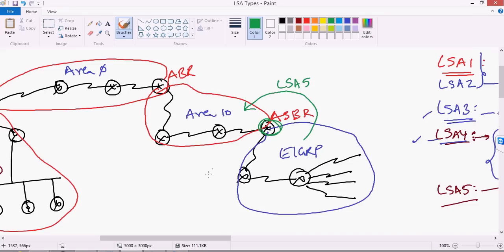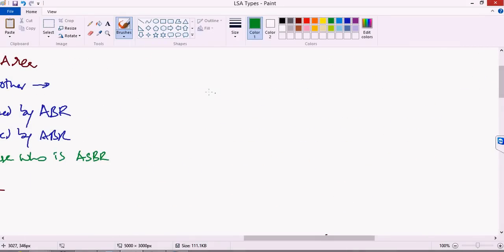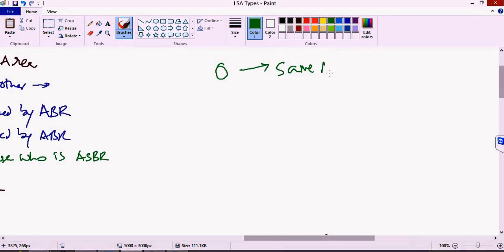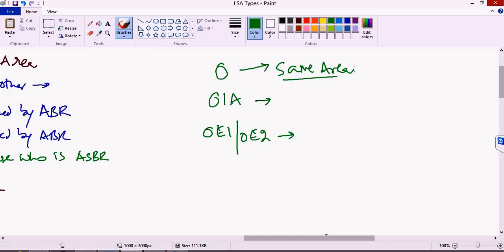The routes coming from the same area will be listed as O routes, and when we see routes coming from a different area, meaning we are in area 0 and receiving routes from area 10, you'll see them as OIA routes, OSPF inter-area routes, nothing but the routes coming from a different area. And if you see something called OE1, OE2, maybe when we did redistribution labs, we have seen this type of output. Generally we call them external routes.